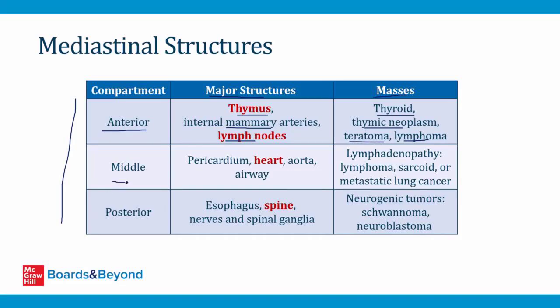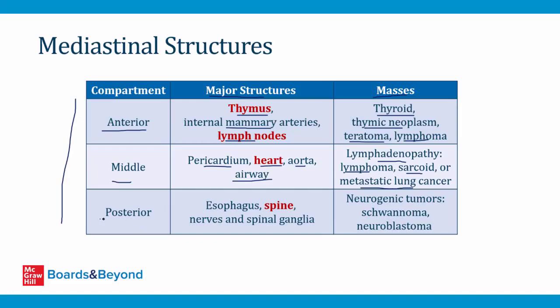The middle mediastinal compartment is where you find the heart and other vascular structures. So the pericardium is here, the heart, the aorta. You can also find the trachea and the carina here. The main causes of masses here are lymphadenopathy. There are lymph nodes here. So you can see lymphoma here. Sarcoid can cause enlargement of the lymph nodes in the middle mediastinum. You can also find metastatic lung cancer to some of the lymph nodes that are found in this section.